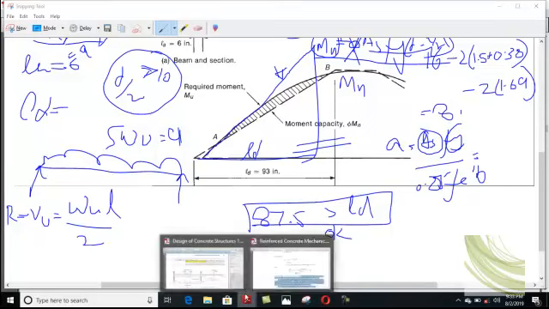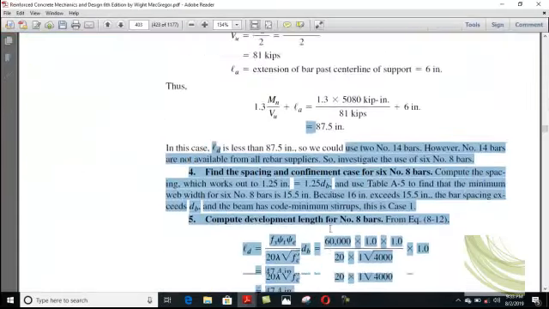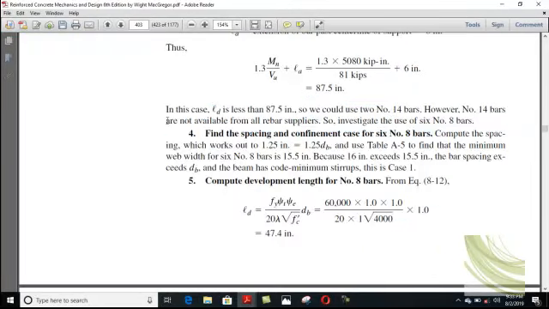Here it says that the number 14 bar is unavailable in the market supplier, so you need to investigate 6 number 8 bars. You need to do the calculation for 6 number 8 bars. If you place 6 number 8 bars in the beam and you check, you will get the clear spacing comes out to 1.25 inches, which is more than 1 inch. Clear? So your clear spacing is more than the diameter of the bar. That check is also fulfilled.